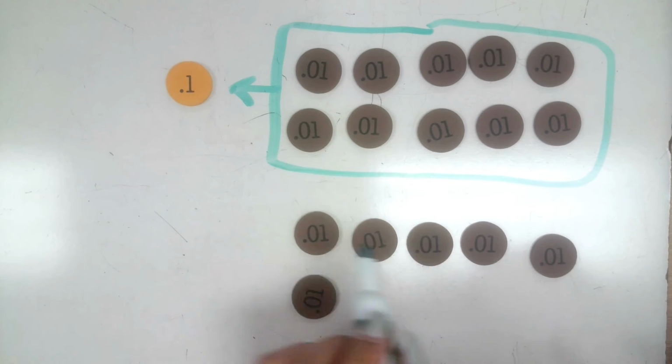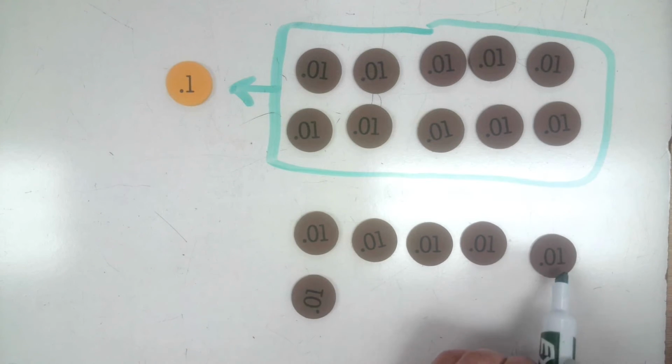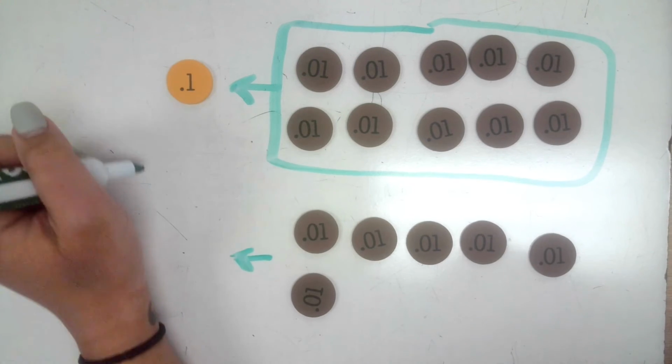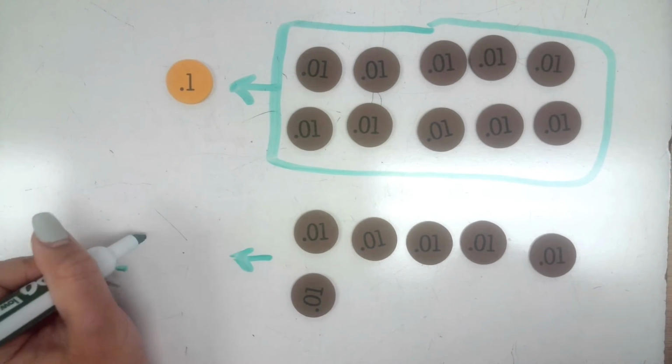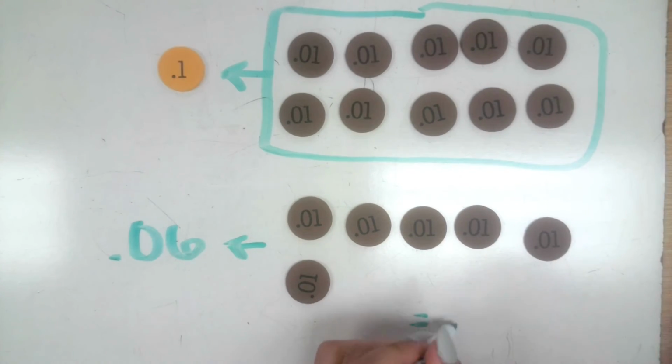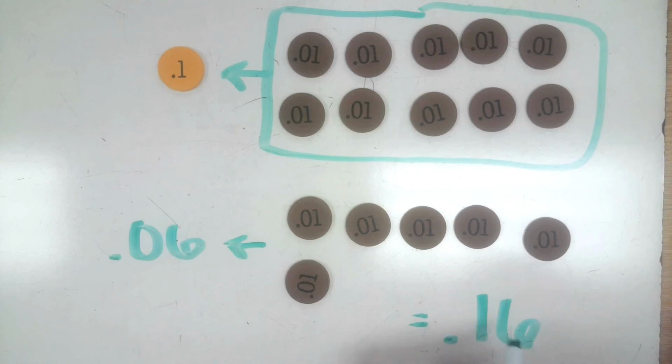So now I have 1/10. Can I do that down below here? 1, 2, 3, 4, 5. I only have 6 here, so I'm going to actually keep that the same, and that is 6 hundredths. So now all together, I have created 16 hundredths. Notice that terminology here.